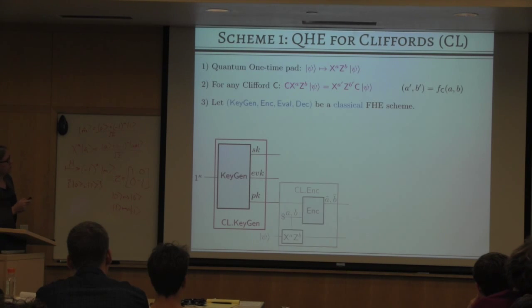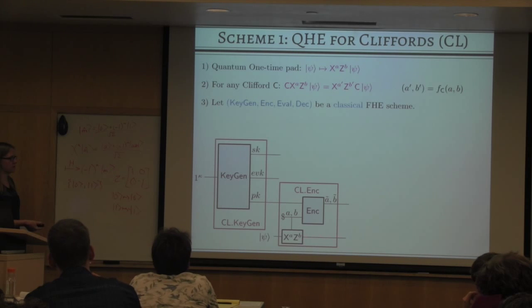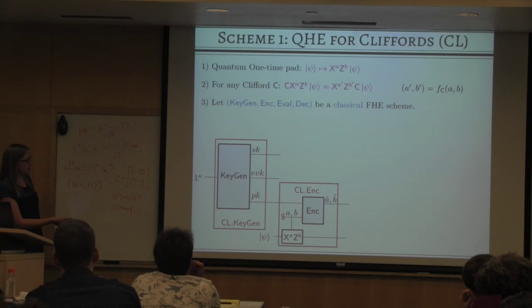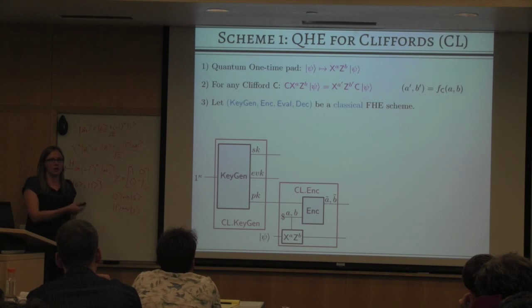And then to encrypt a quantum state, we're going to choose random bits A and B, apply the quantum one-time pad, and then we're going to use the classical scheme to encrypt A and B and output the encryptions of A and B as well as the one-time padded quantum state. So this is a kind of hybrid encryption scheme, and it is as secure as this classical scheme. So it relies on whatever computational assumptions this classical scheme relies on.